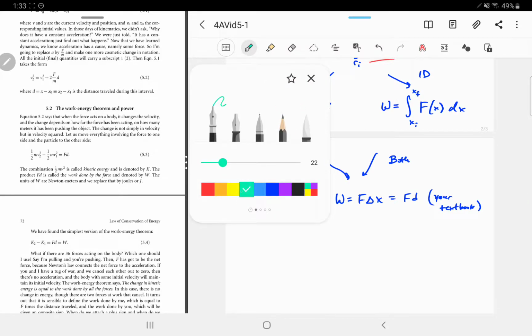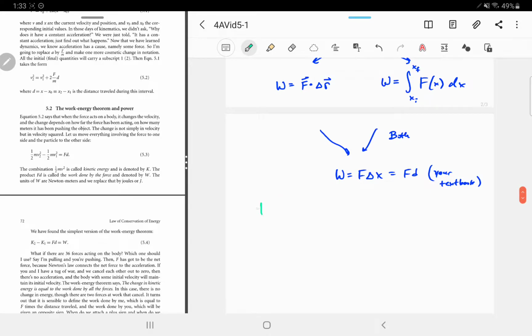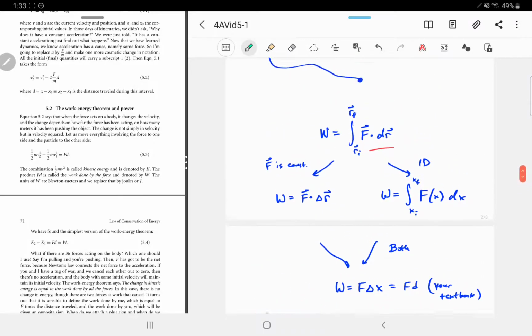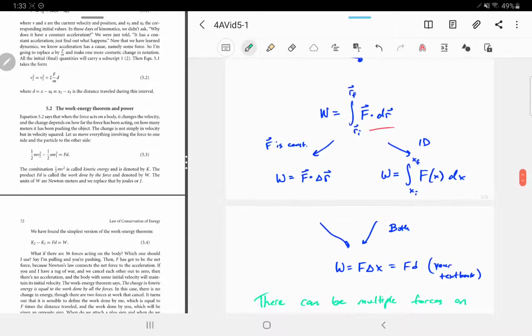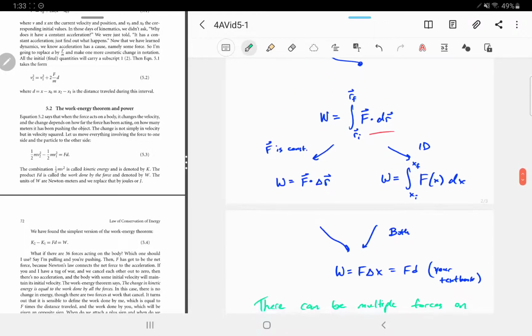Remember there can be more than one force on an object. There can be multiple forces on an object, so there can be multiple works on an object. For every force, you look at what that force does as the object moves over a certain distance. If the object doesn't move, then there's no work. That's another thing that this equation is implying. If dr is always 0, you're adding up a bunch of zeros, so there's no work.